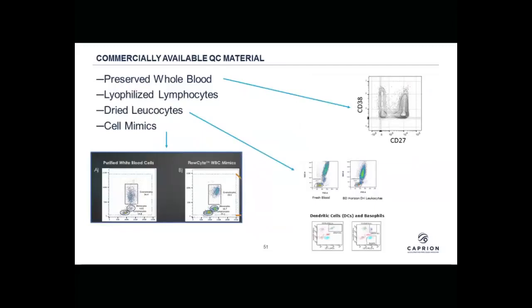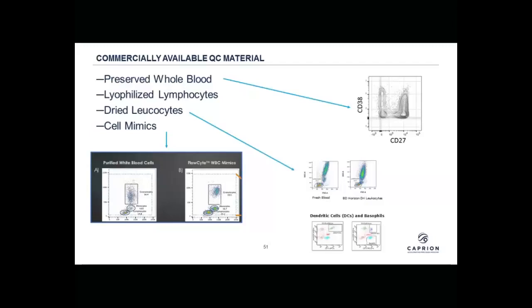There may be some others out there, but there's, of course, preserved whole blood. Now, this is the ideal QC material if you have an assay that's using whole blood or bone marrow. It will allow you to control every step, including RBC lysis. You can also look at lyophilized lymphocytes, which have some advantages. Dried leukocytes, again, these have advantages of longer stability, but they are slightly a different matrix from our cells. But you can see with the dried leukocytes, they're pretty cool. You can resolve even basophils and dendritic cells quite nicely.